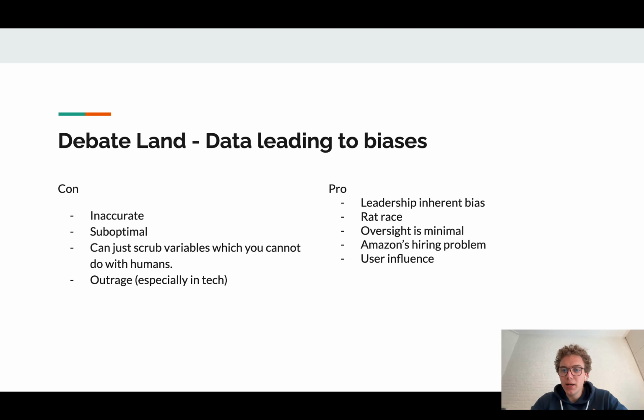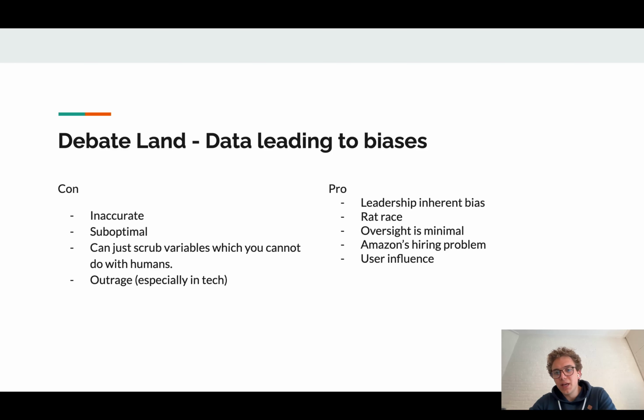There is not really a way to erase this subconscious process, especially when you do stuff like in-person interviews or something like this. However, when you're using an AI, you can just scrub these variables. You can just erase the gender data, the race data, ethnicity data, whatever. And the AI just cannot make a decision based on these factors.